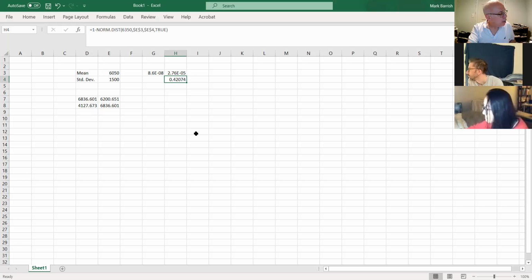Okay, 0.4207. That's the probability that you select one of these households at random and they spend more than $6,350 per year in groceries. So it's a 42% chance of that. For B, it says, how much money would a Western household have to spend on groceries per year in order to be at the 99th percentile? Well, this is an inverse normal problem, isn't it?